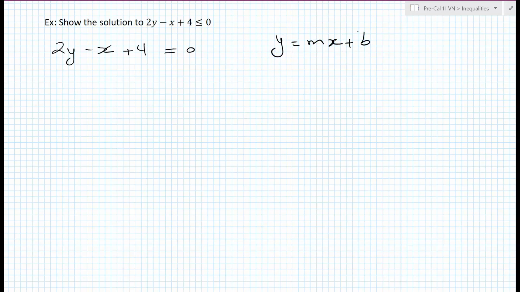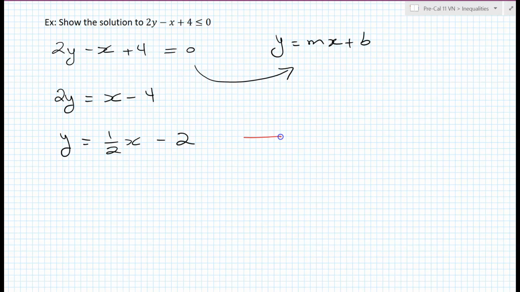It becomes a little bit easier to graph. That's what you want to do. You want to change this format to that format. So let's go ahead and do that and come back. So isolate y and set it equal to mx plus b. When you manipulate the equation and solve for y, you will end up getting this equation right here. That becomes the final equation, which is equivalent to 2y minus x plus 4 equals 0.